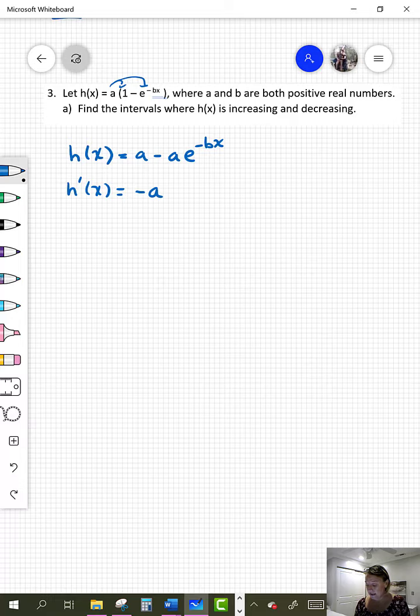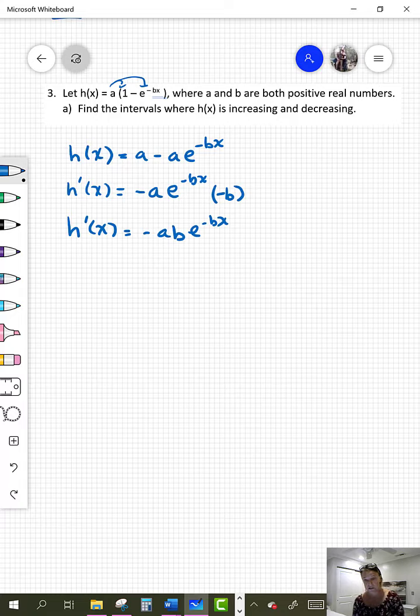So the derivative of e is itself, e to the negative bx. We need to use the chain rule, and so times the derivative of the exponent, which is negative b. So I get that h prime of x is equal to negative ab e to the negative bx. So I want to find where this is equal to 0 and where it's undefined.